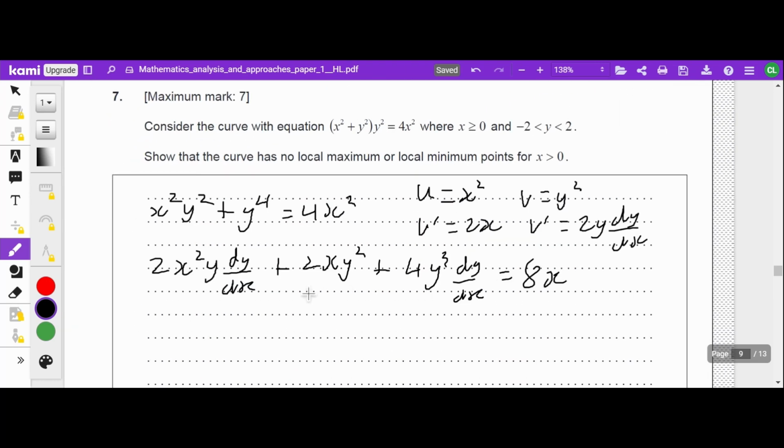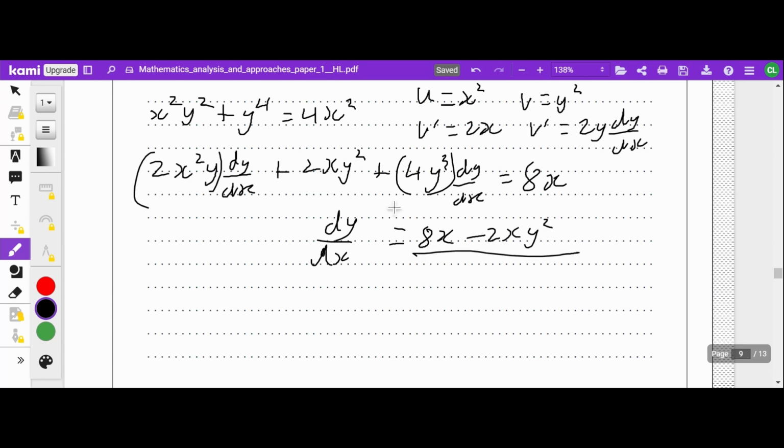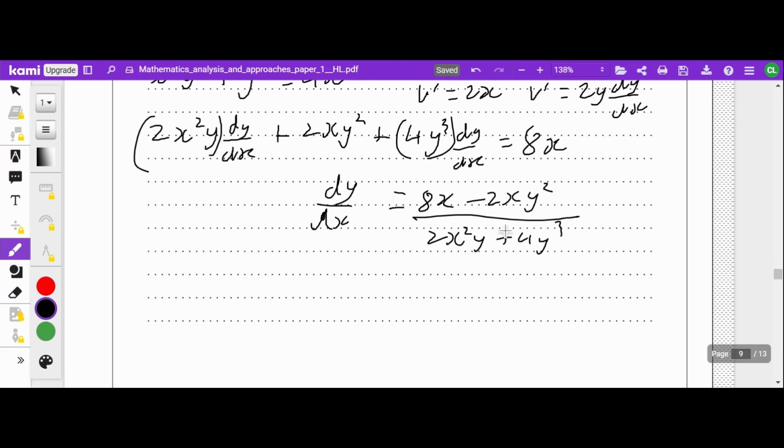Because we want to equate dy/dx to 0, we'll have to make dy/dx the subject. So I'm just going to group these together: 2x²y + 4y³. I'll move this to the other side also. So on the right hand side, we'll have 8x − 2xy². And then I'm just going to skip a step and divide, so all this over 2x²y + 4y³. And then we're equating this to 0, so that gets rid of the denominator.